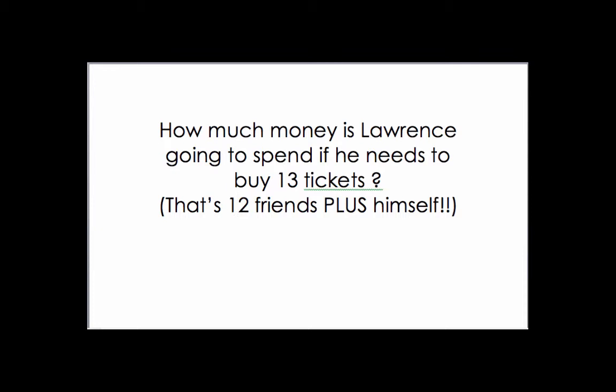Now this time, we know how many friends Lawrence has. The question is, how much money is Lawrence going to spend if he needs to buy 13 tickets? That's 12 friends plus himself. How are we going to figure this out now? Well, we know that we had the algebraic expression 102, because it was $102 for each ticket, times G for his group of friends. We put the G there because we didn't know how many friends he has.